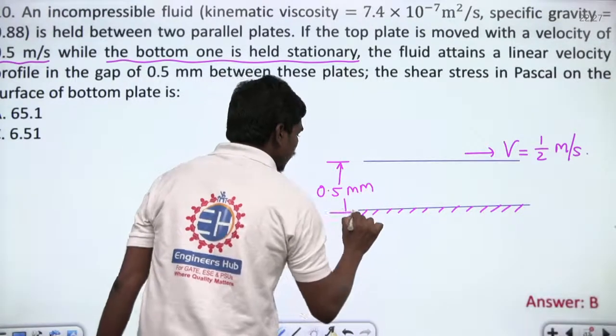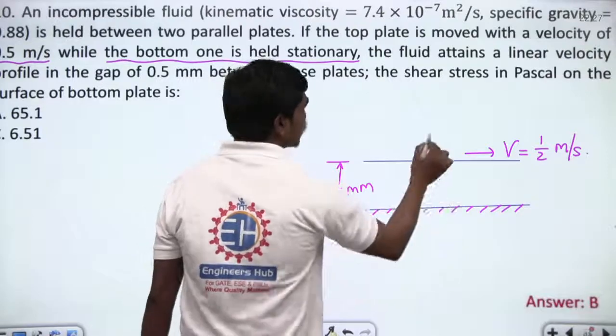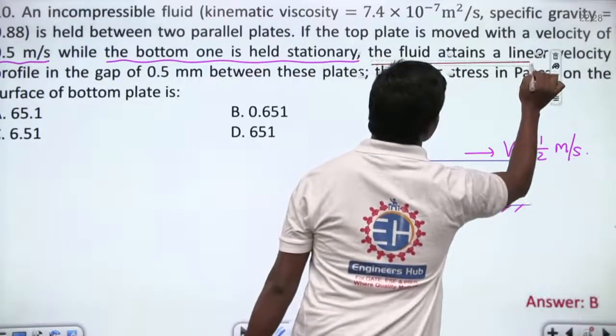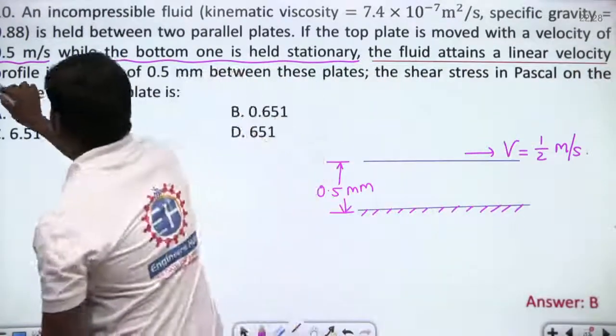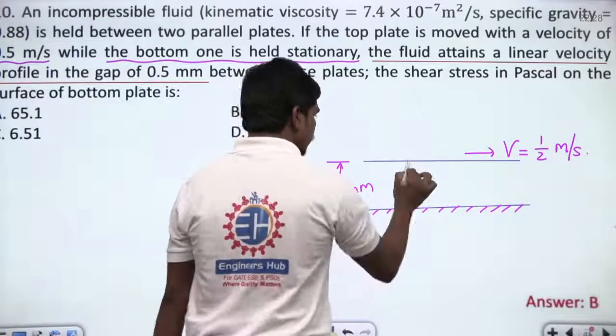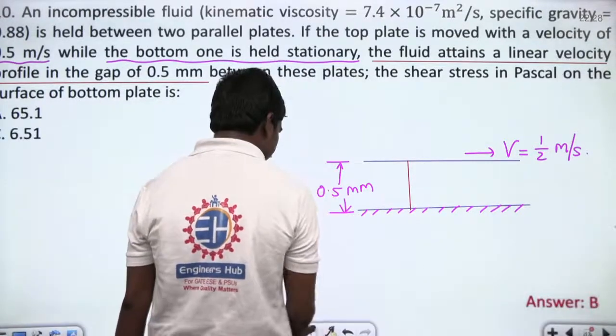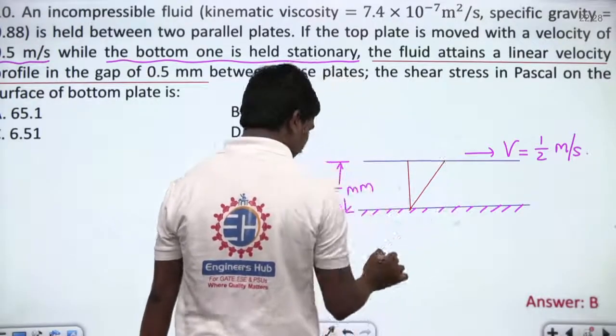This gap is 0.5 mm, and there is some linear velocity profile, correct? This is what is given in the question. You can see the fluid attains a linear velocity profile in the gap of 0.5 mm. So this is what you can write. So we can see if this is your reference axis for velocity, then there is some linear velocity profile.